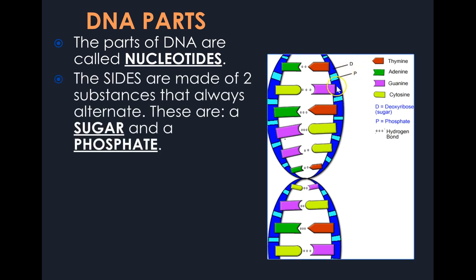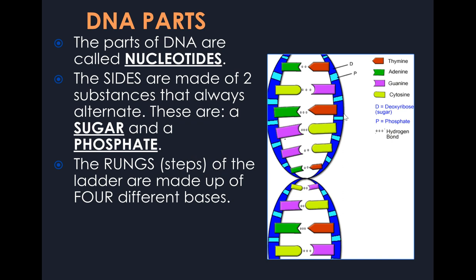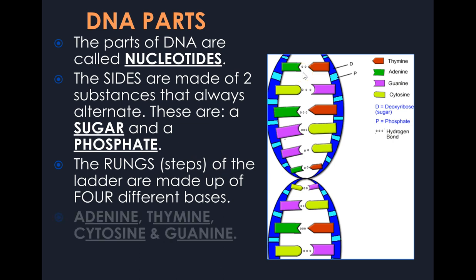The sides of the ladder are two substances that always alternate. They are always a phosphate and a sugar. So a deoxyribose sugar and a phosphate. So up and down the ladders go sugar, phosphate, sugar, phosphate, sugar, phosphate. Notice how attached to every single deoxyribose sugar are these different rungs, and this is where the base pairs match up. The four different bases are adenine, thymine, cytosine, and guanine. These are the names of the different nucleotide bases that make up the rungs of the ladder, these different chemicals.